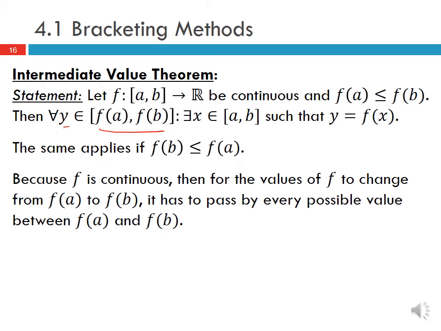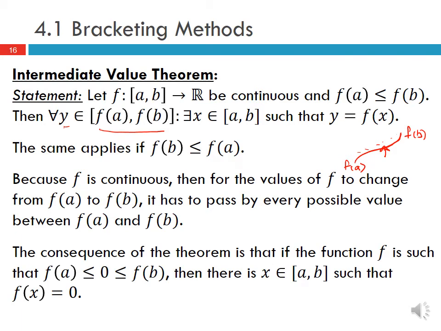So basically, this is saying that if f is continuous, then for the values of f to change from f of a to f of b, it has to pass by every possible value between f of a and f of b. So we have some function here, and this is f of a, and this is f of b. Then for any value of y in this interval, I can find a value of x where y is equal to f of x. Basically, it's saying that my function has to attain every value of y between f of a and f of b.